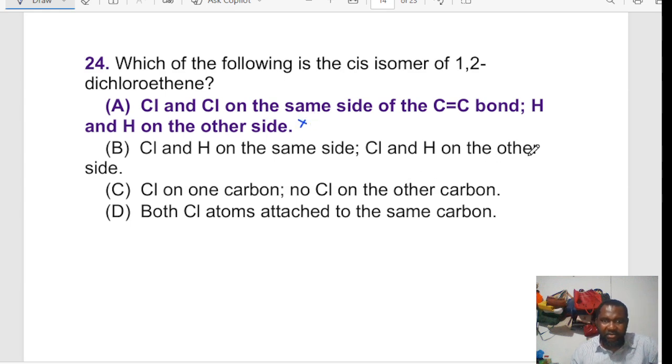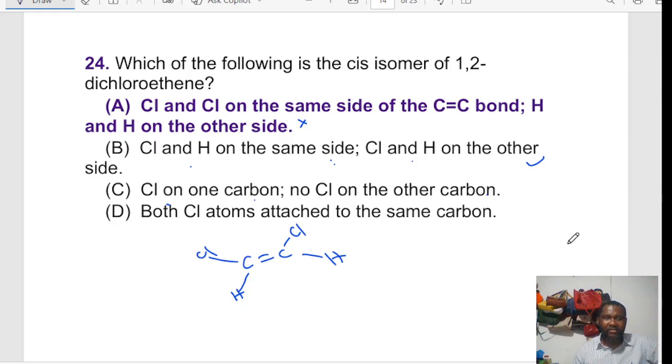The answer is B. Chlorine and hydrogen on the same side, then chlorine and hydrogen on the other. This one says chlorine on one carbon, no chlorine on the other carbon. No. Both chlorine atoms attached to the same carbon. No, that's not true. The answer is chlorine and hydrogen on the same side and chlorine and hydrogen on the other side. You're going to have something like this: chlorine and hydrogen on the same side, then chlorine and hydrogen on the adjacent side.